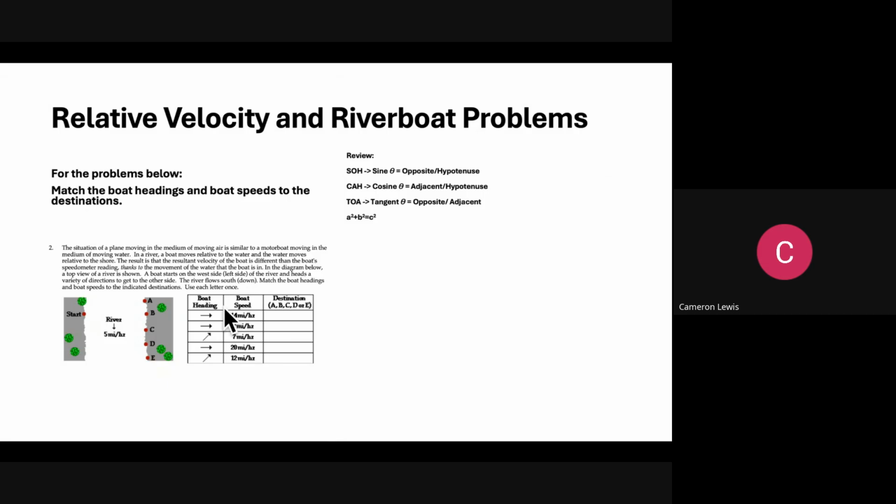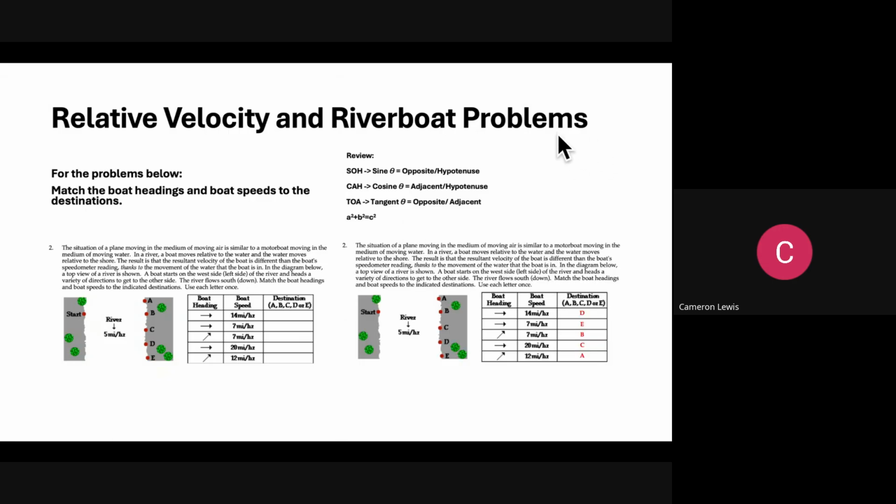So now we're getting a little bit more into physics. Now we look at the boat headings and the speeds and how that plays a factor in us getting to one of the positions A, B, C, or D. And we ran through these so we were able to see where we would land, right?